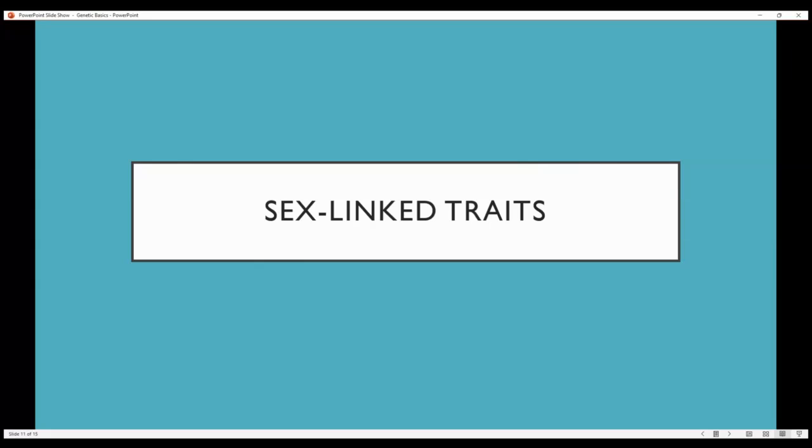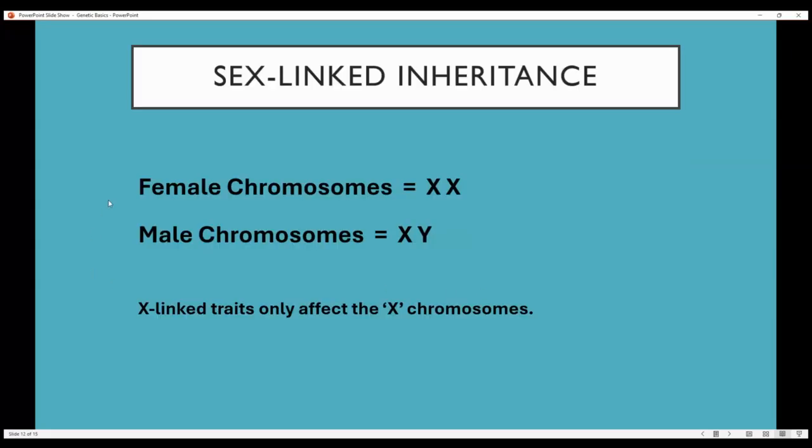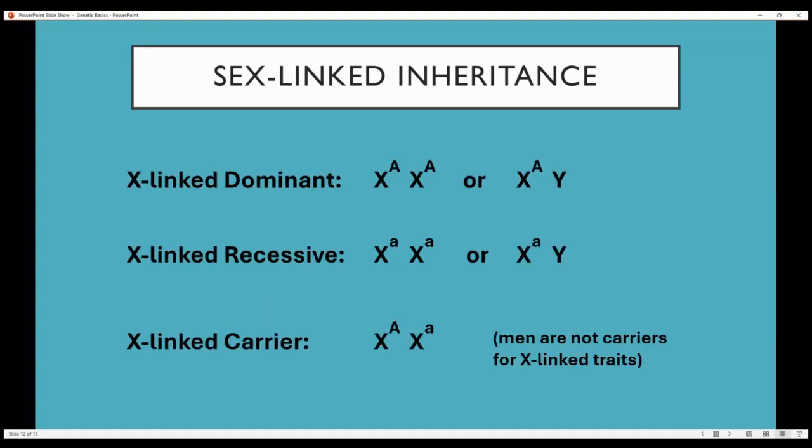Now for sex-linked traits. If you're a female, then you have 2 X chromosomes. If you're a male, you have an X and a Y chromosome. X-linked traits only affect the X chromosomes. So for example, an X-linked dominant trait is represented by 2 uppercase alleles. Or for a male, there's only 1 uppercase allele.